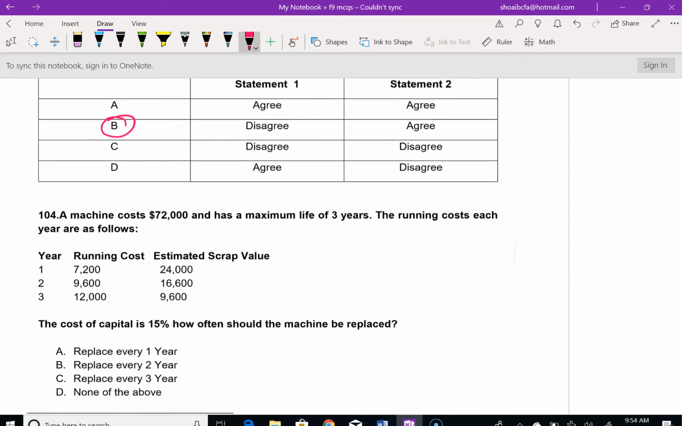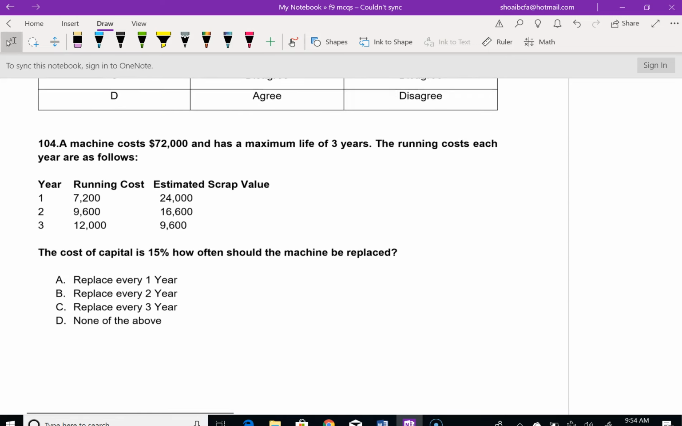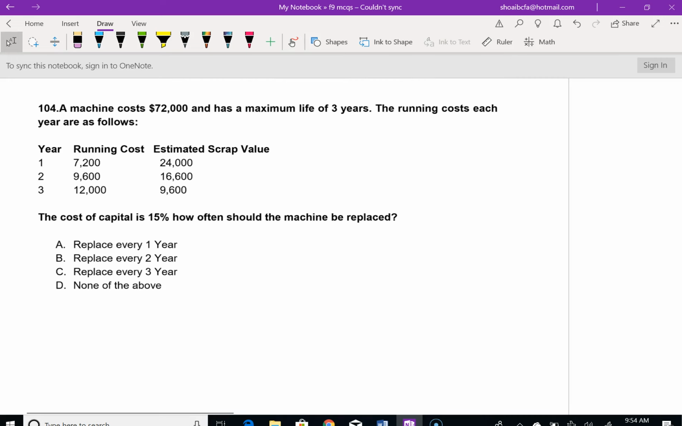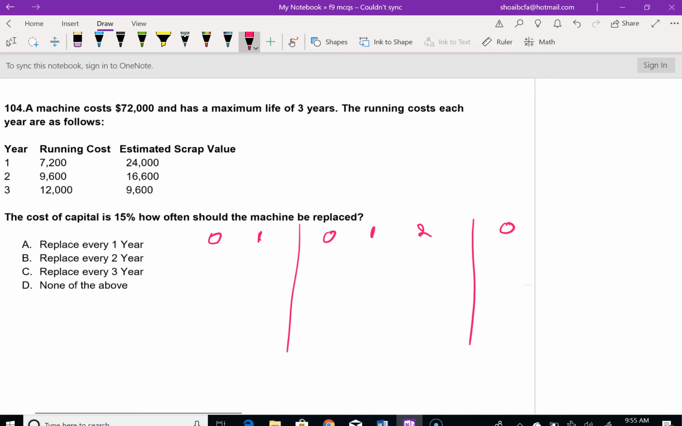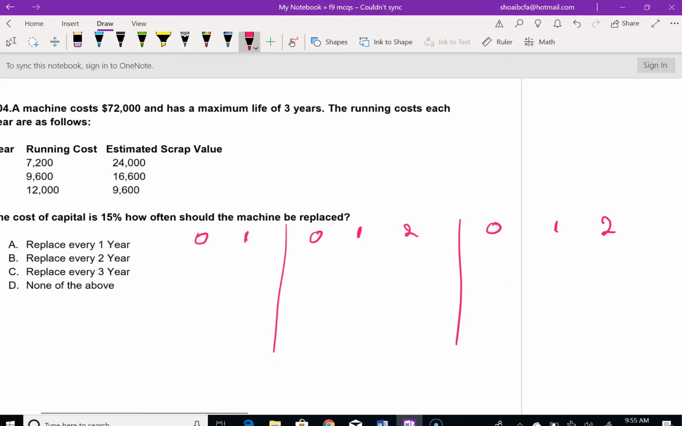B is the answer. A machine costs 72,000 and has a maximum life of 3 years. Running costs of the machine are given, along with the estimated scrap value. Okay, how often should the machine be replaced? This is again a detailed calculation question. Okay, 0 to 1, 0, 1, 2, 0, 1, 2, 3.